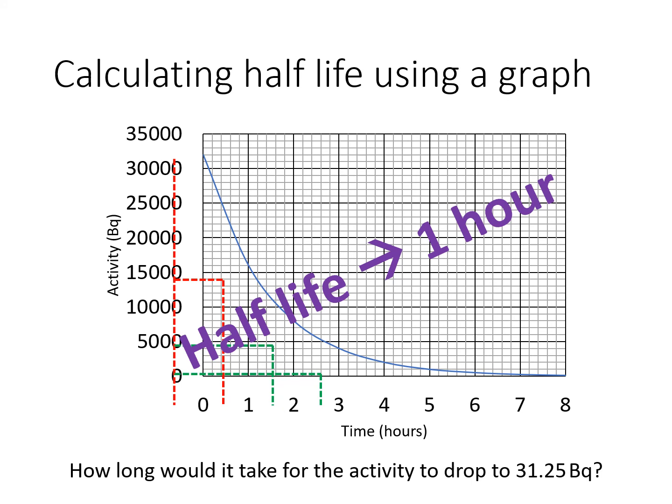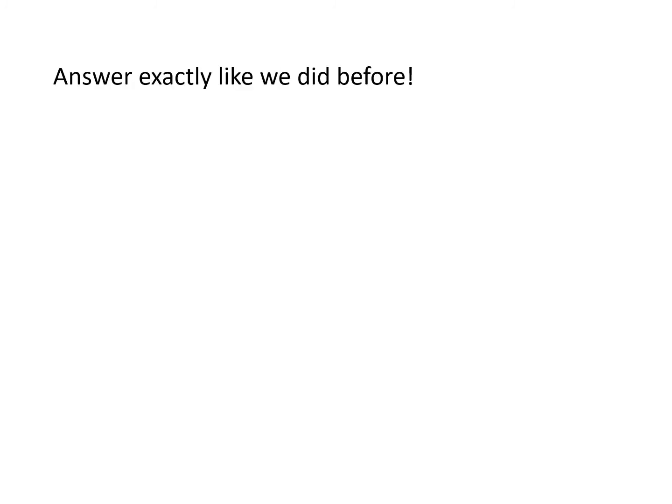So question: how long would it take for the activity to drop to 31.25 becquerels? Now, this is just using exactly the same data that we started off with in the last question and what we're given in the graph here. So how do we do that? Well, we answer it exactly as we did before. We just draw out our timeline. So we start with 32,000 becquerels. We half that, we get to 16,000.